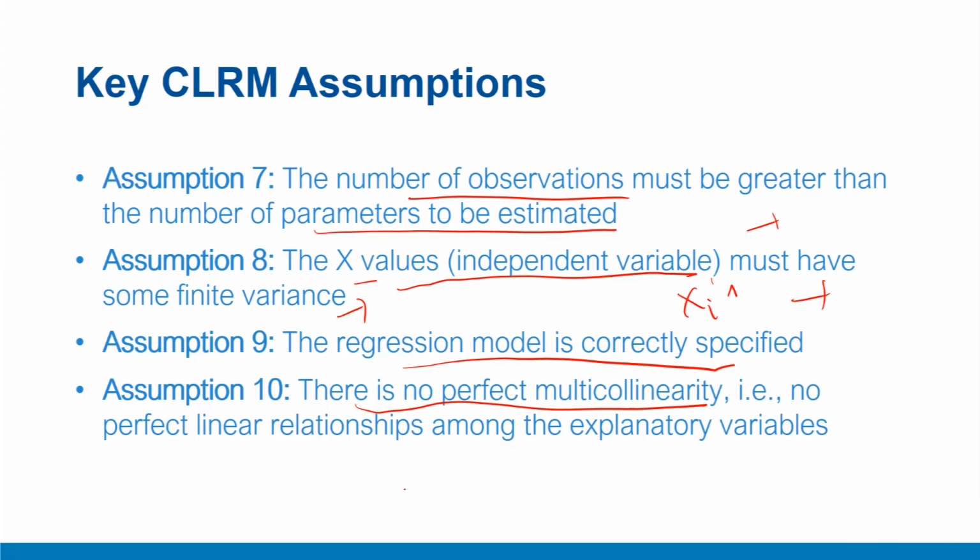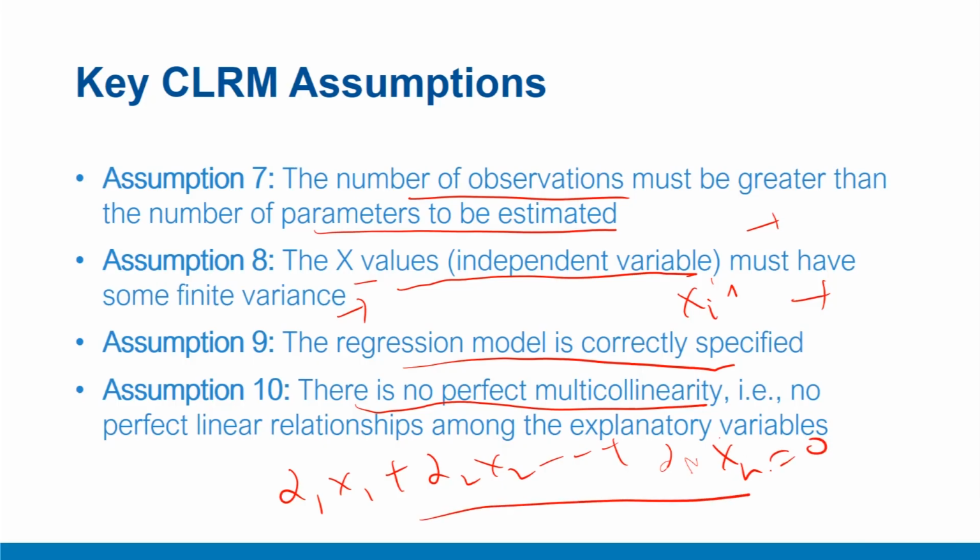That means there should be no perfect relationship between the independent variables of this form. If it is of this form, this indicates that one of the independent variables can be perfectly explained by the remaining variables, and in this case the model will be indeterminable. It cannot be determined.